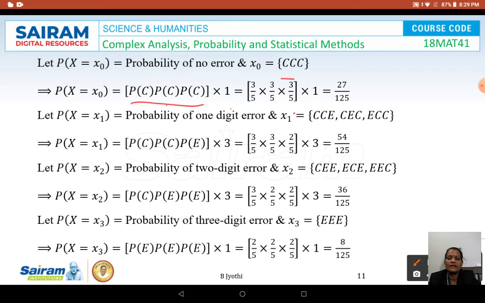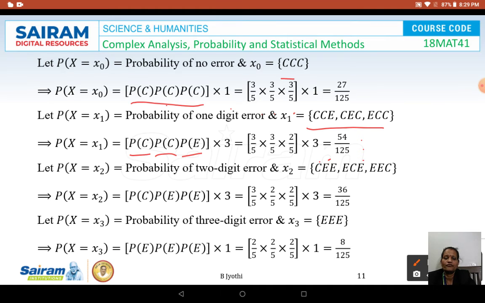Next is the probability of 1-digit error, that is x1. So it is CCE, CEC and ECC. Therefore P of C, P of C and P of E, into 3. These are all the combinations with 1-digit error. So that is 3 by 5 into 3 by 5 into 2 by 5 into 3, which gives 54 by 125.